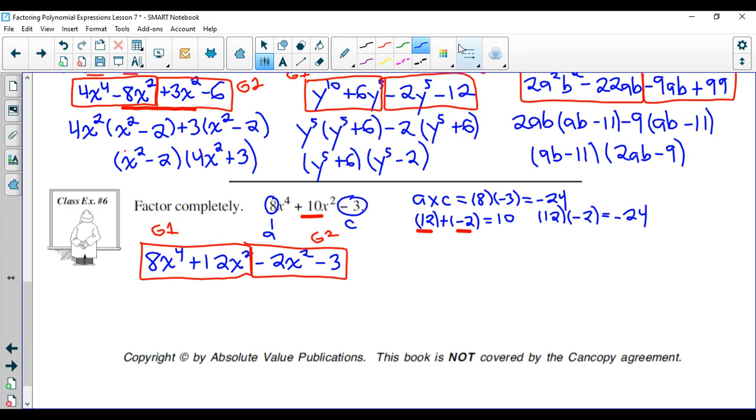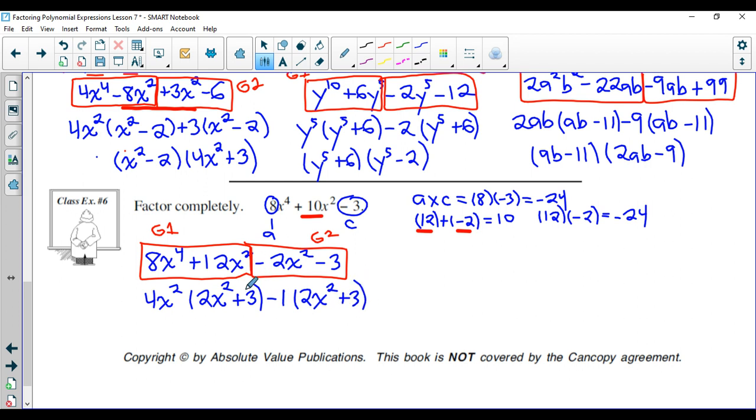And now let's factor by grouping. Out of the first group, I can pull out a common 4 and a common x squared, which would leave me with 2x squared plus 3. Out of the second group, nothing is common except a negative, so pull that negative out, and 1 is the other thing that's common. You'd be left with 2x squared plus 3.